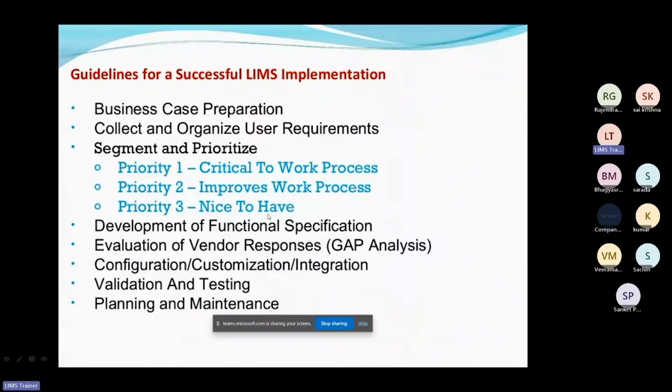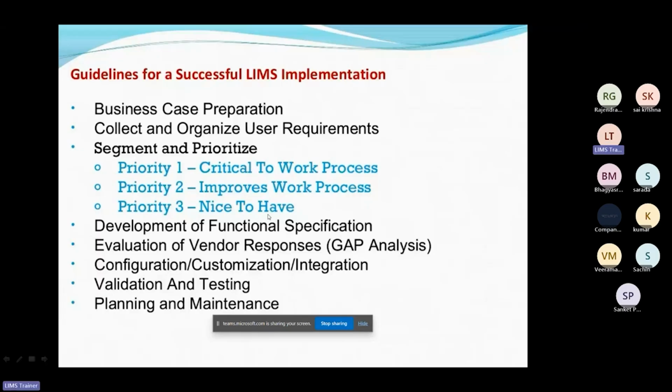We need to collect these as a specification. All these activities will be recorded. These are called functional specifications. We need to develop these functional specifications, without which the analyst cannot work. Got my point? The end user cannot work without specification.